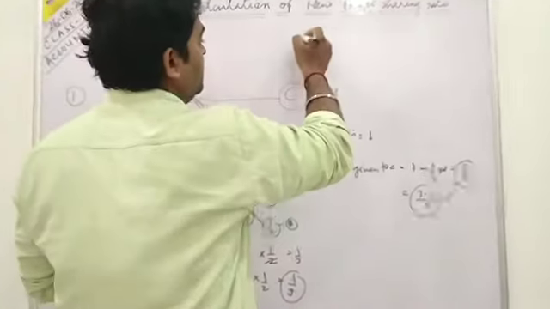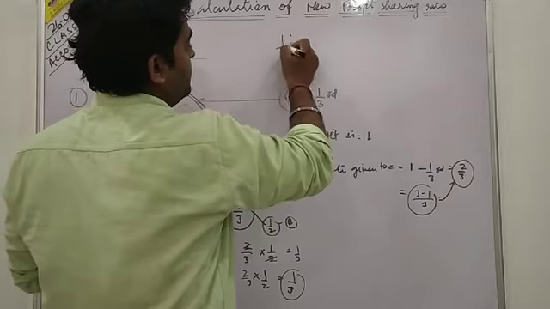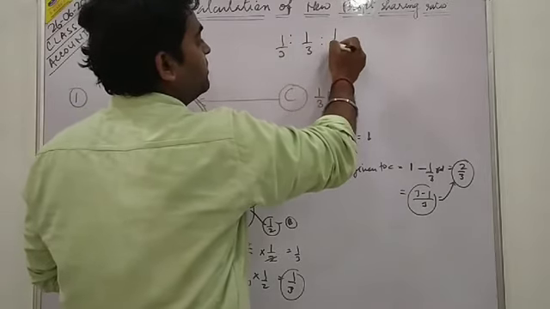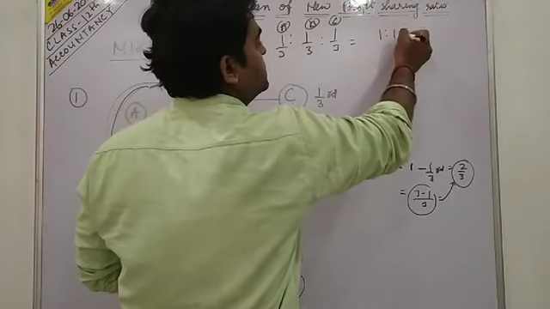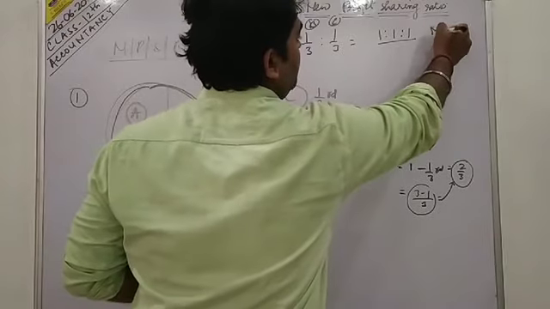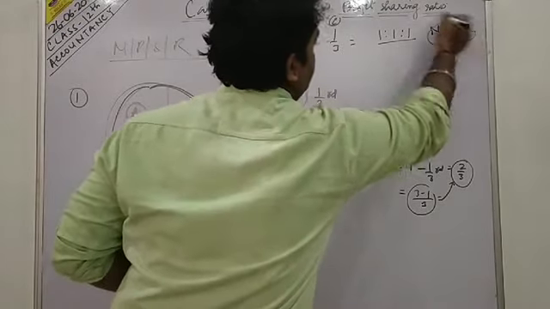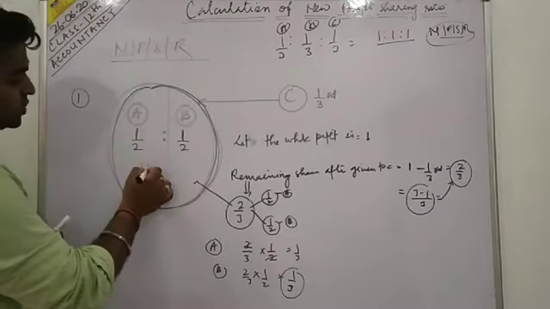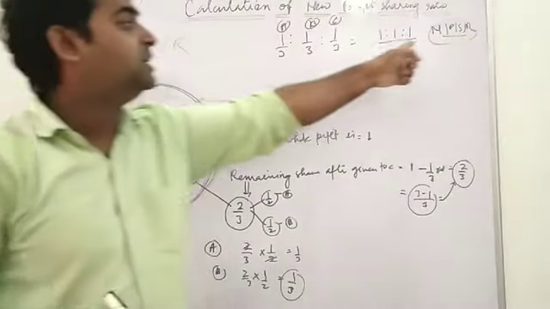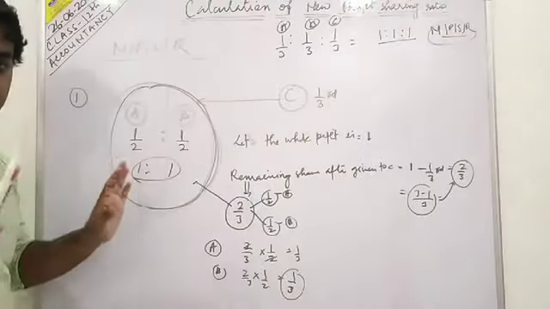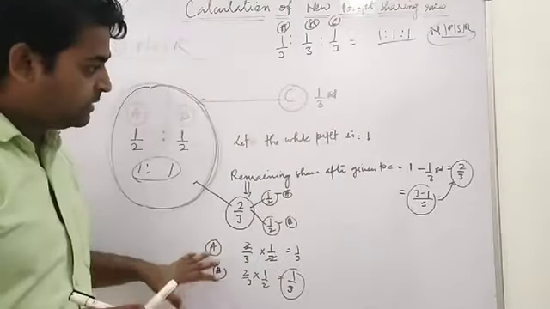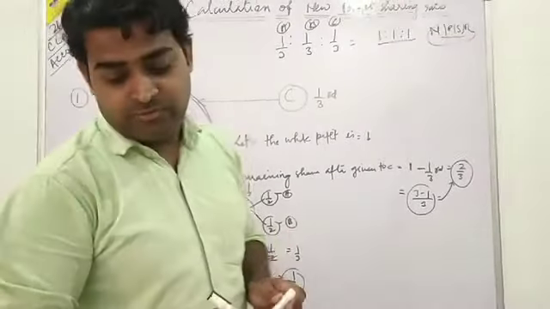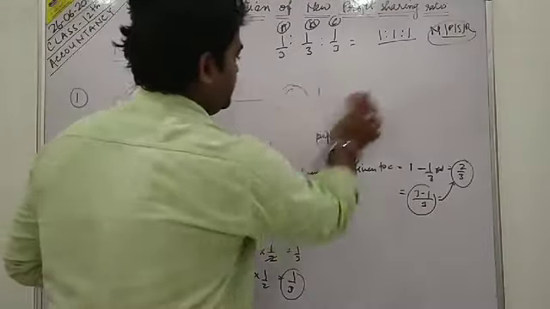So the new ratio is 1/3 of A, 1/3 of B, and 1/3 of C. We can write 1:1:1. This will be the new profit sharing ratio of the partners. The old ratio was 1:1 between A and B, and this is the new ratio. This was the first condition. It is a very simple condition, and if this type of question comes, you can solve it in a very easy way. We will see the next condition.